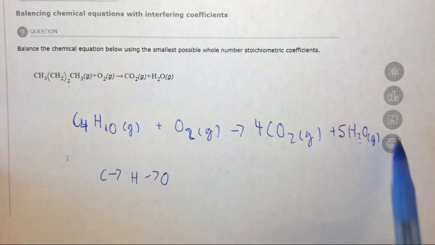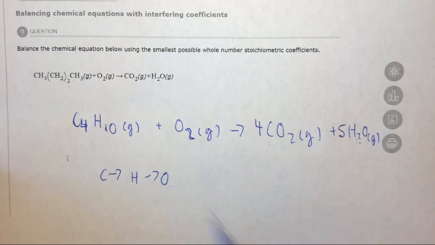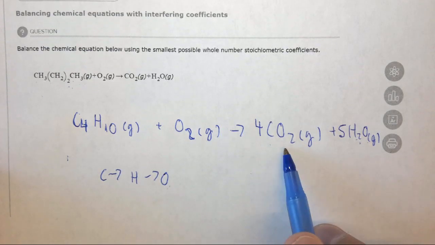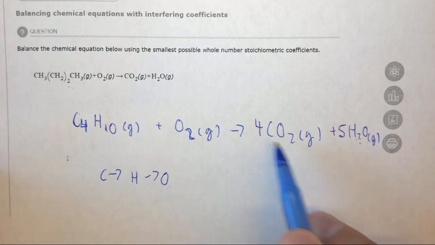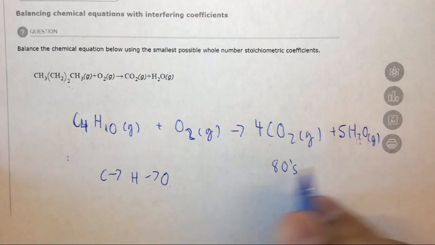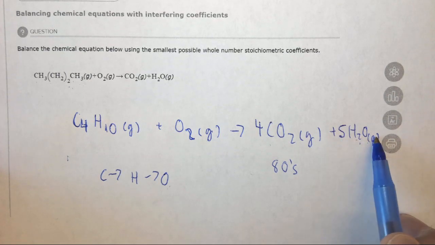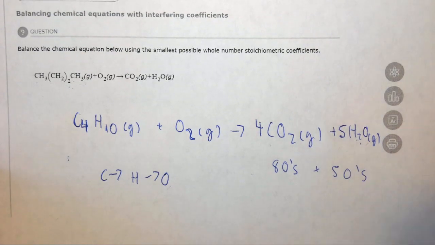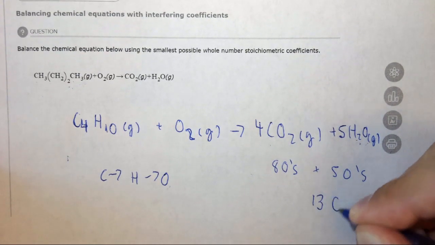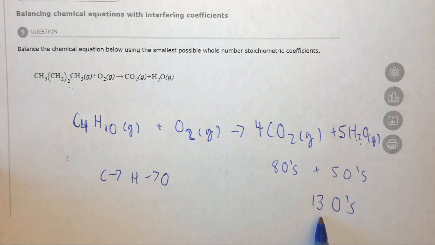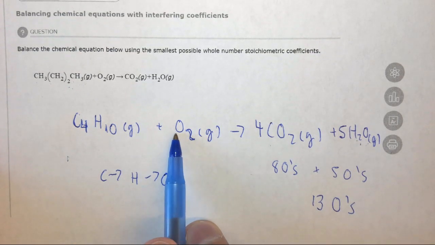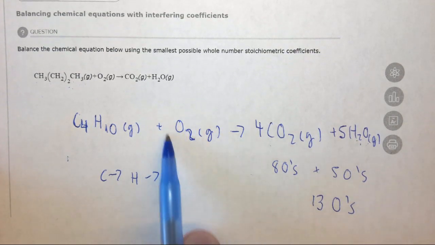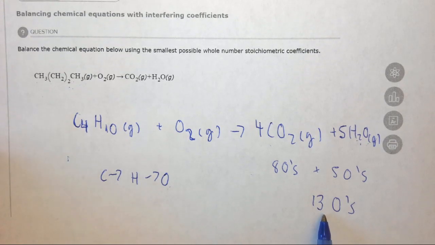Now I want to count the total number of oxygens on my product side and see if I can get the appropriate number of oxygens on the reactant side. So here I have 4 CO2s. Each CO2 contains 2 oxygens, so I have 8 oxygens from CO2, plus 5 waters. Each water contains 1 oxygen, plus 5 O's from the water. This gives me a total of 13 oxygens. What you'll notice is, if I have 13 oxygens over here, I can't get a whole number of O2s, because this is an odd number, so I need an even number.